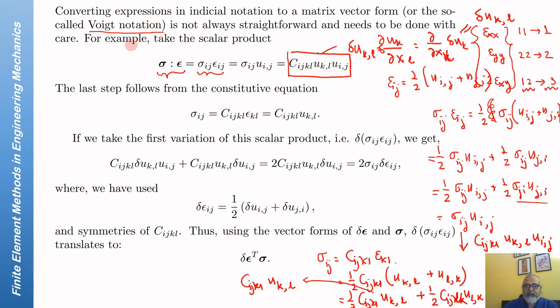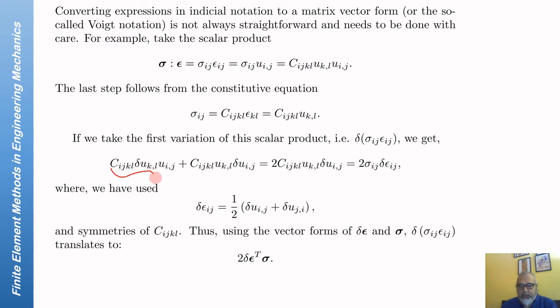So when I take a variation of this whole scalar in index notation, I will write Cijkl delta uk,l, and this ui,j I don't put a delta in. I do that in the second term, Cijkl uk,l delta ui,j. Remember the delta operates on products in the same way as the d operator does, or the del operator does. So this is what I get when I take delta of this whole thing.